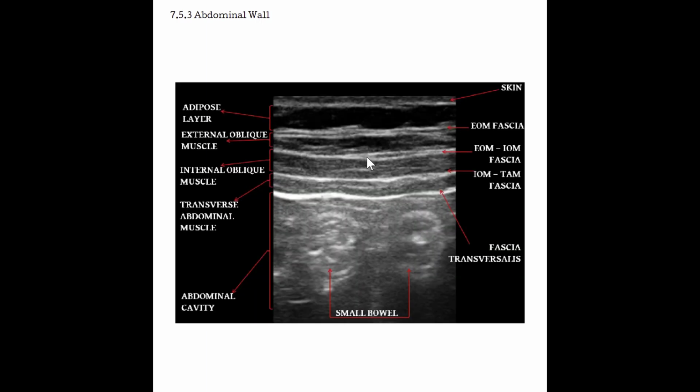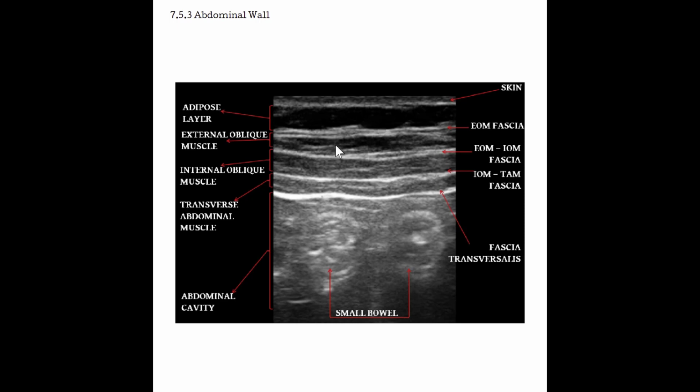However, we can optimize to look at the abdominal wall a little bit closer. So in this image, we've switched to a linear transducer, so we've got much higher frequency, and we're taking a closer look at the structures that make up the abdominal wall. First thing that is going to be visible is the skin, and then right underneath it we will see a layer of fat or adipose tissue.